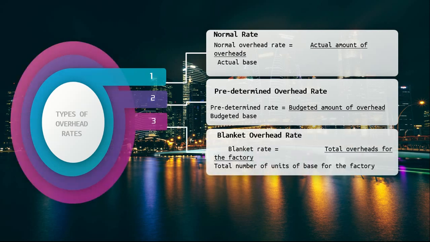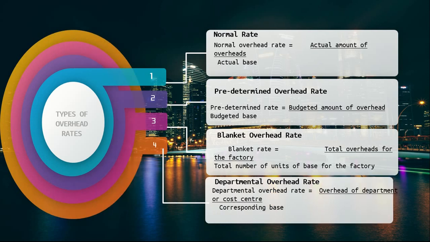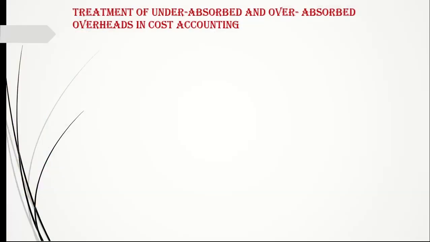3. Blanket overhead rate. Blanket rate equals total overhead for the factory divided by total number of units of base for the factory. 4. Departmental overhead rate equals overhead of department or cost center divided by corresponding department or cost center base.